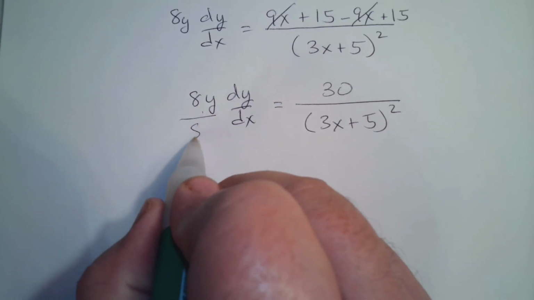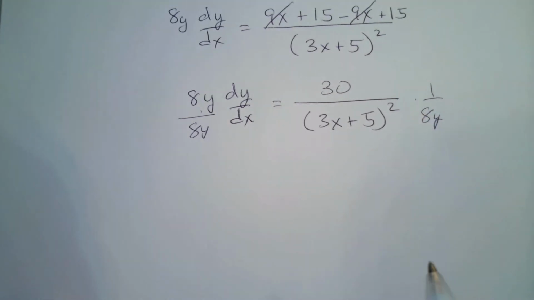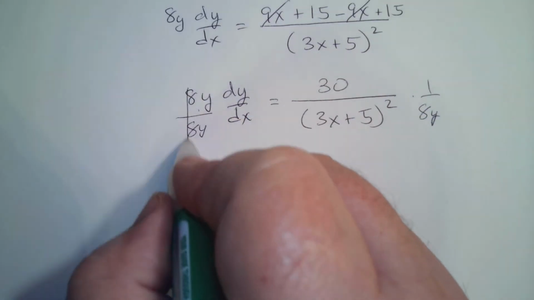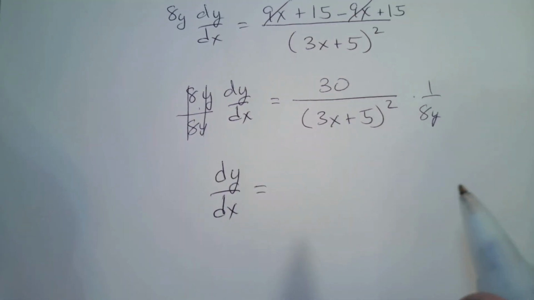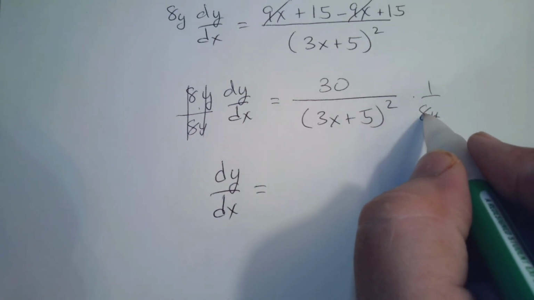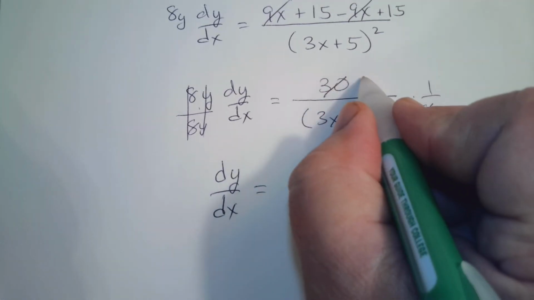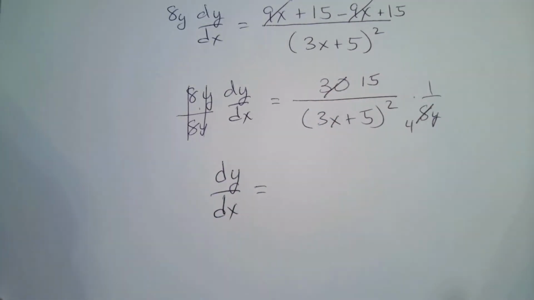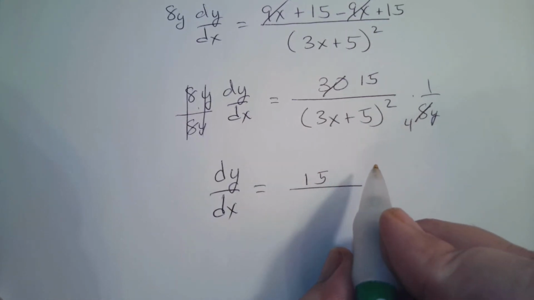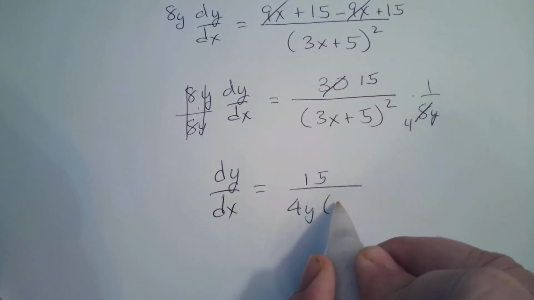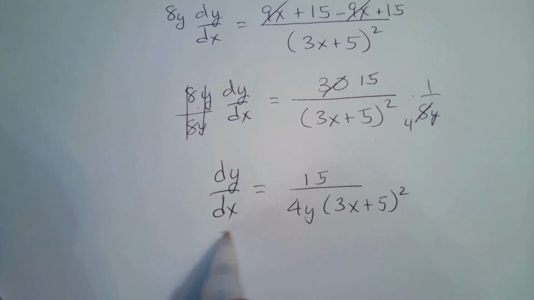Divide both sides by 8y. This is 1 over 8y. So those are gone, so I have dy dx. Two goes into 8 4 times. 2 goes into 30 15 times. So what we have is 15 over 4y times 3x plus 5 squared. There's the answer.